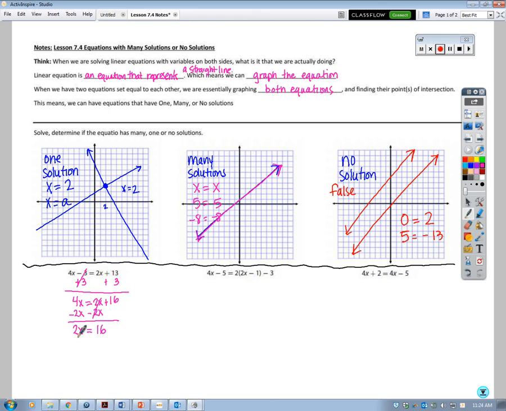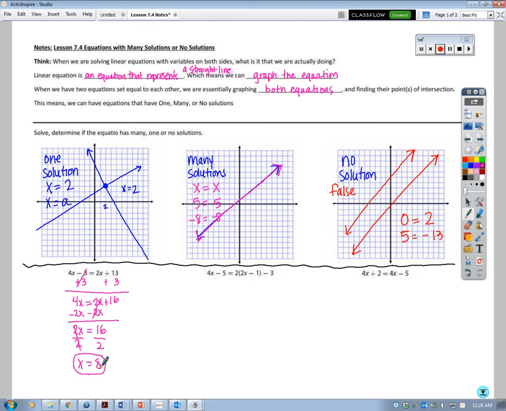So now what I have is 2 times something equals 16. 2x times something equals 16. This is multiplication, so my inverse would be division. Dividing by 2. 2 divided by 2 is 1x, right? So I'm left with x. And 16 divided by 2 is 8. So here I am with my solution, x equals 8.